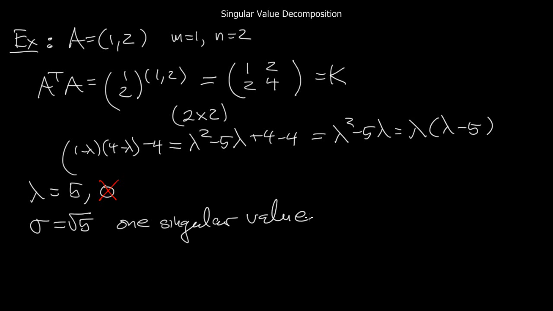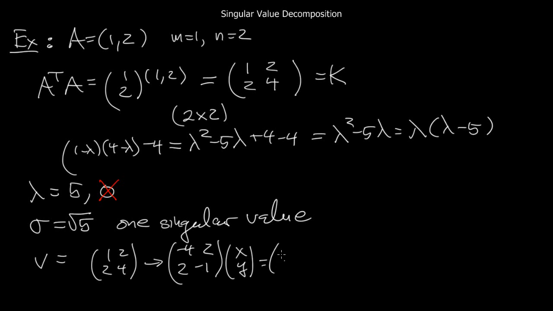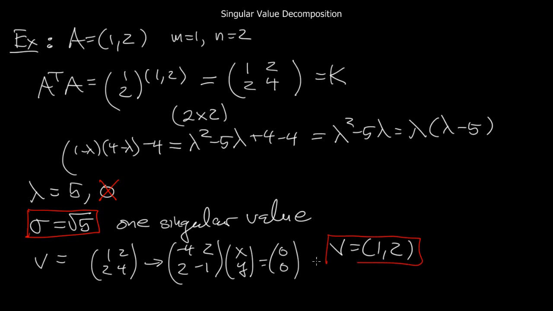And the corresponding singular vector is the eigenvector associated with this eigenvalue. To do that, you subtract 5 from the diagonal and find the null space. And you see that you can take the singular vector to be, for example, (1, 2). Okay, so we're not going to pay too much attention to the singular vectors. The important thing is these singular values, in this case, the square root of 5.